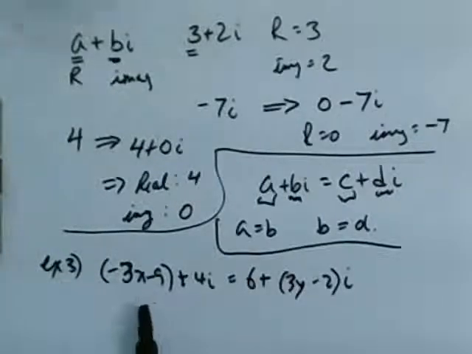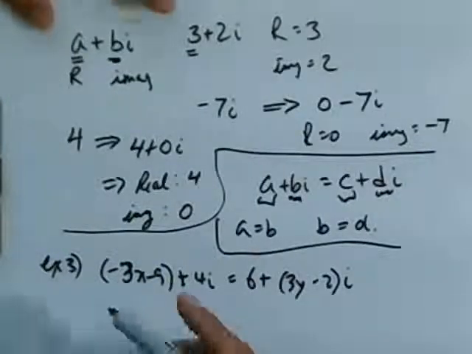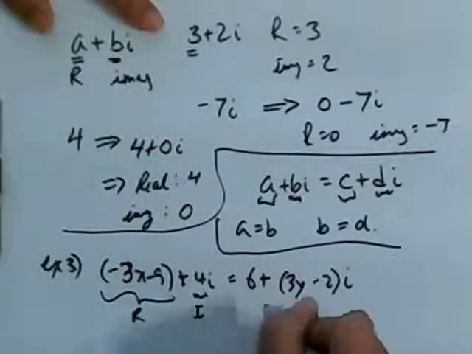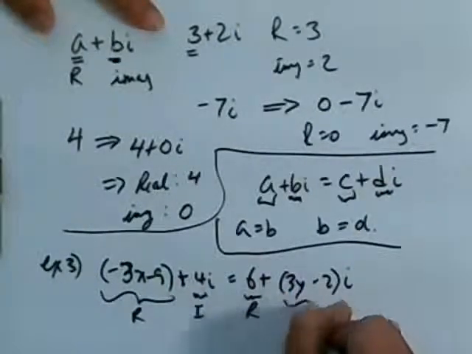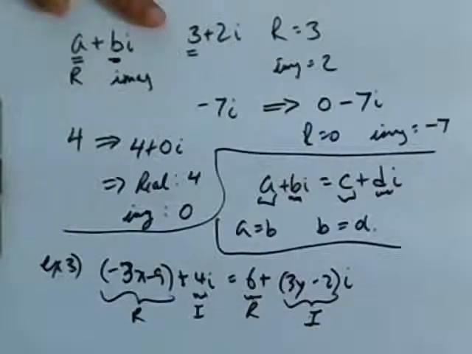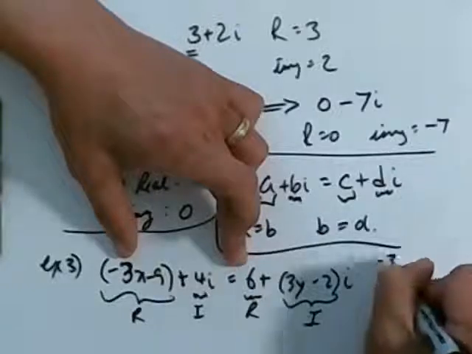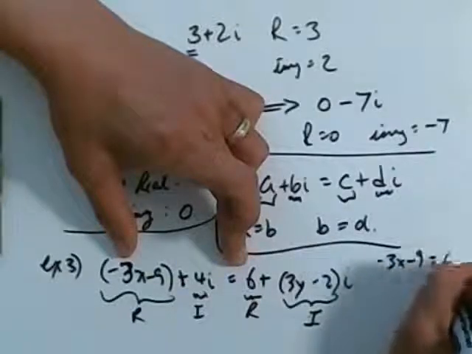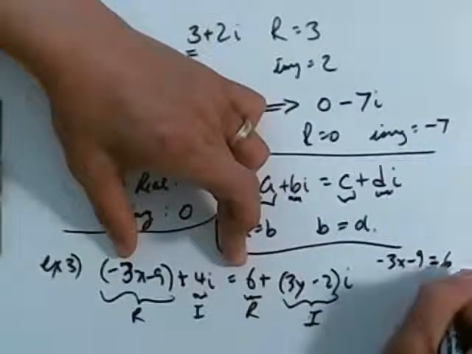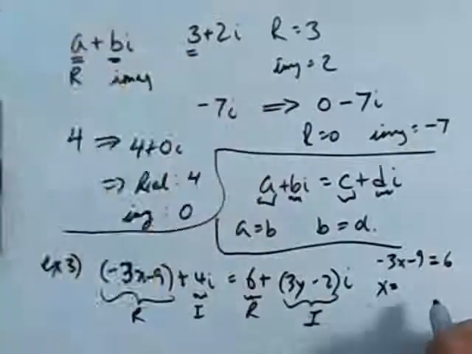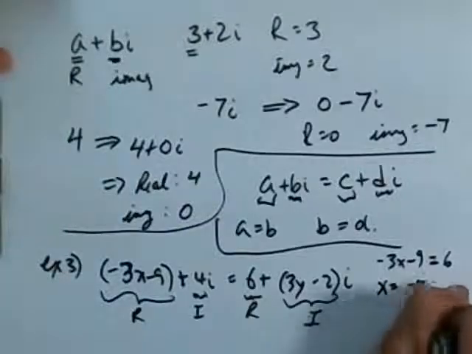So here's the real portion right here. There's your imaginary, there's your real portion. That's your imaginary portion. We're going to set the real equal to the real. So negative 3x minus 9 has to equal 6. Adding 9, that's 15. Divided by negative 3, x is equal to negative 15 over 3. It's going to be negative 5.